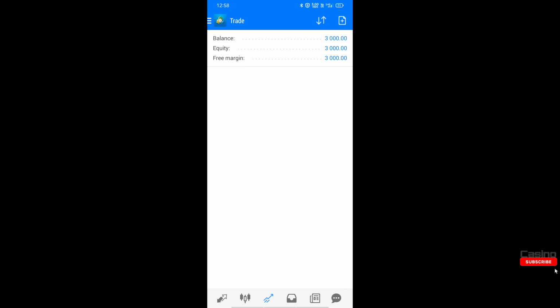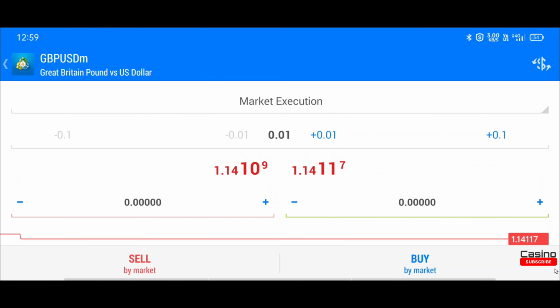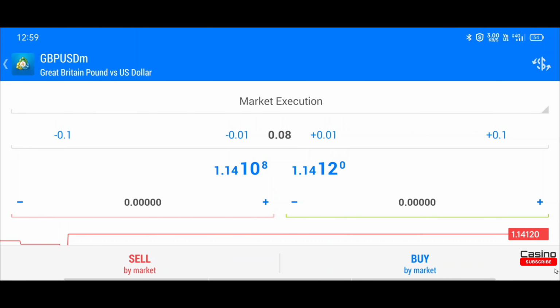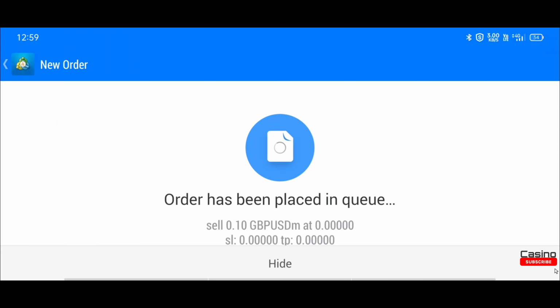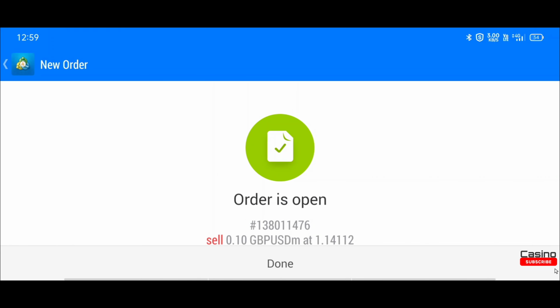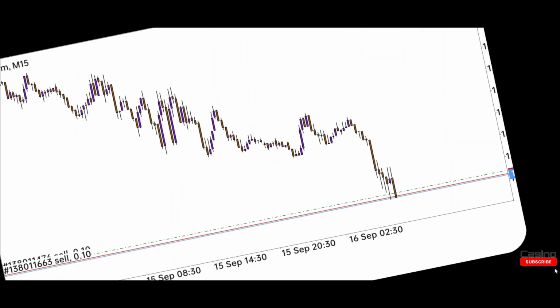I have deposited $3,000 in this account, which we will grow with the gun strategy. I am increasing the lot size here as much as I want, which I have already calculated. I always follow my rules so that I keep improving myself. Let's meet after placing the trade.